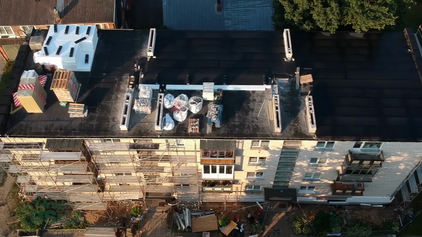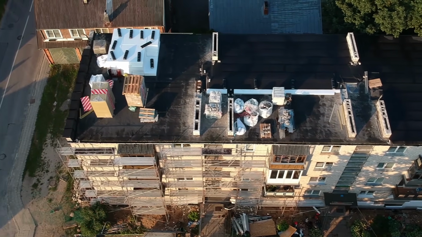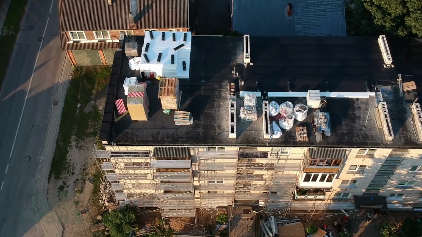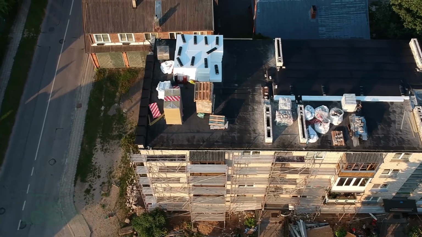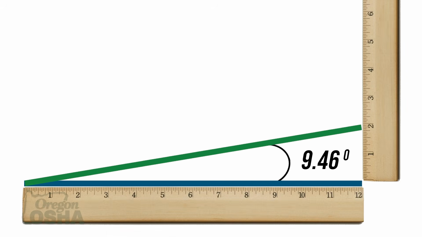The Oregon OSHA definition of a low-slope roof is this: a roof that has a slope less than or equal to a ratio of 2:12, vertical to horizontal. This means there's 2 inches of rise for every 12 inches of roof. First, let's talk about warning lines.